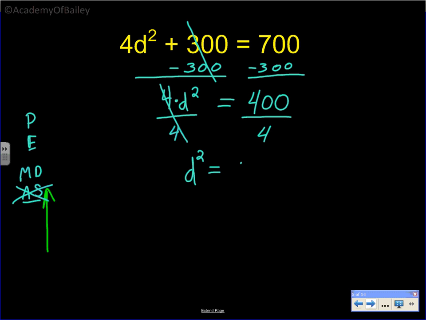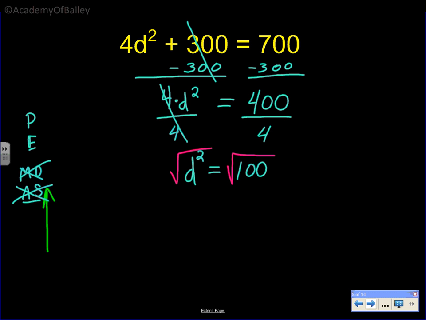400 divided by 4? 100. And now the exponents. How do we get rid of the exponents? We get rid of the exponent of squaring a number by, what's the opposite of squaring? Taking the square root.